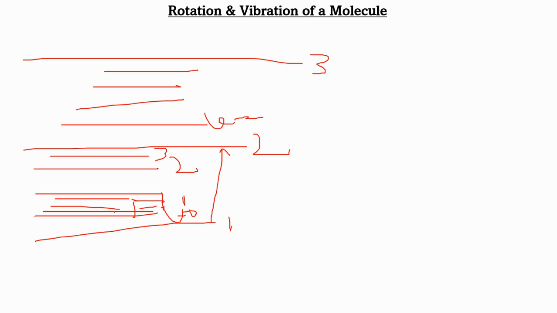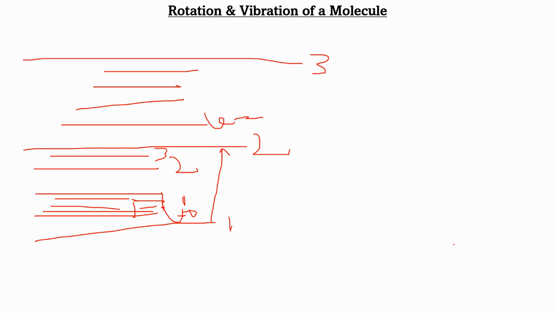And if the transition occurs from one vibrational level to another vibrational level in the same electronic level, that is known as vibrational spectra. And if the transition occurs from a rotational level corresponding to one vibrational level to a rotational level corresponding to another vibrational level, it is known as rotational vibrational spectra. So we have pure rotational spectra, and we have rotational vibrational spectra. We solved different problems related to rotational spectra and vibrational spectra.